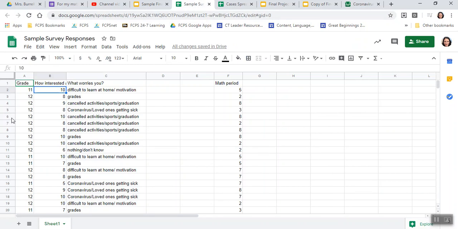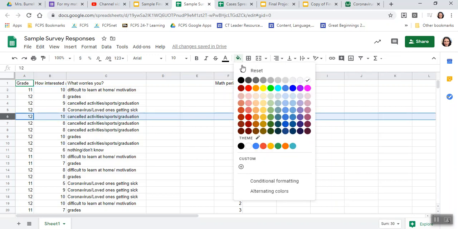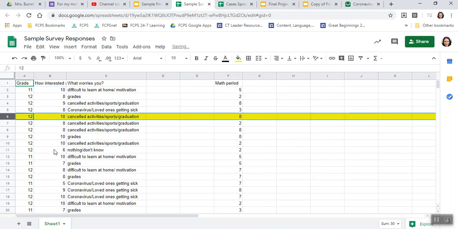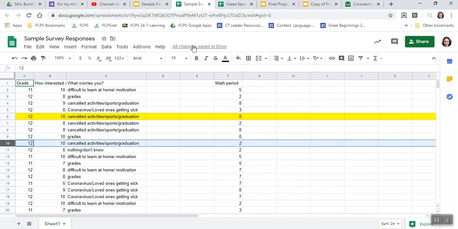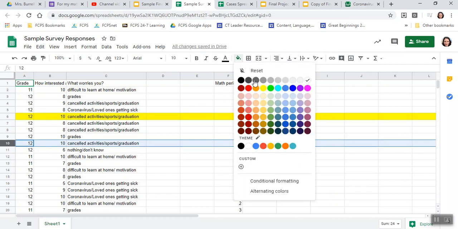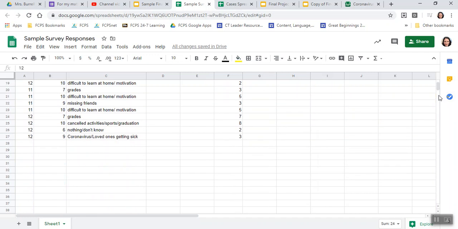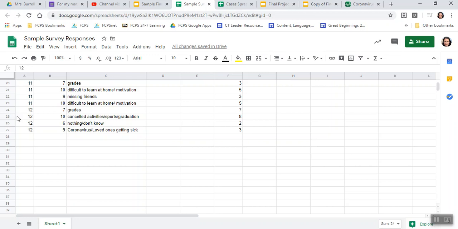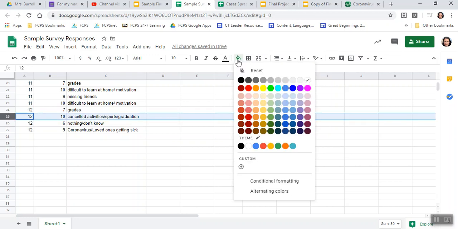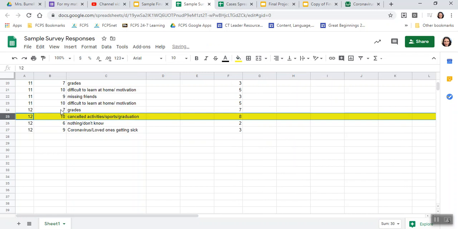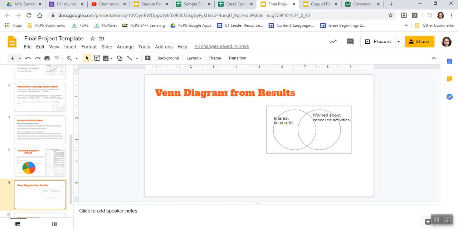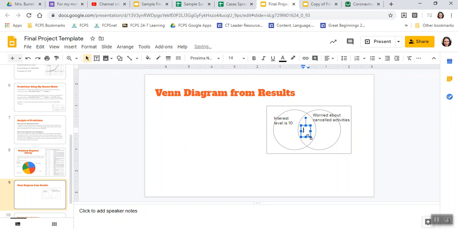So here's one. Here's one. And let's see. This one too. So I had 3 people whose interest level was 10 and were worried about canceled activities, so I'm going to put them in the project. And I'll make a new text box. So those people go in both circles, so the 3 goes right here.